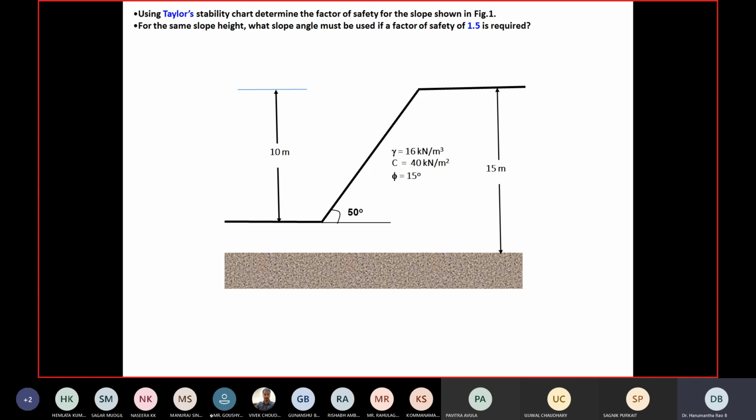So different parameters have been given. The height of the embankment or the slope is 10 meters. Slope angle is 50 degrees. Soil properties: gamma 16 kilonewton per cubic meter, C 40 kilonewton per square meter, phi 15 degrees. And the depth from the top of the berm up to the hardest strata is 15 meters.